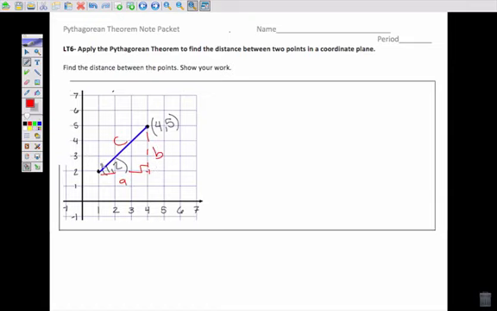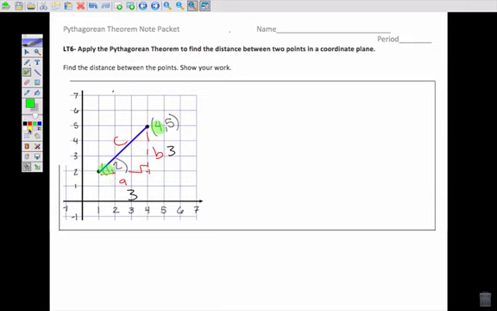And now I can find the leg lengths by just counting on the coordinate grid. So I notice that side A is 3 units across, and I notice that side B is also 3 units. Now there's another way to do it, okay? We can look at the coordinates. If we look at the x coordinates, we're going from 1 to 4. If you travel from 1 to 4, you have to travel 3 squares across.